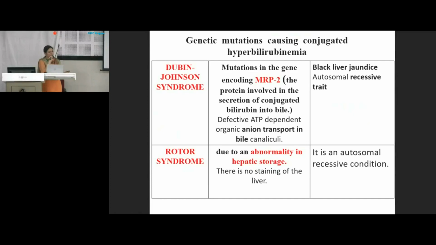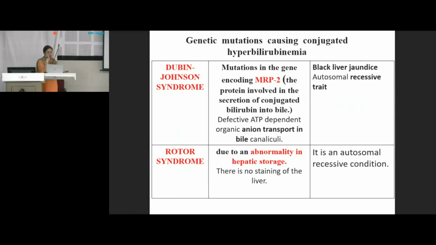Then some genetic mutations which cause conjugated hyperbilirubinemia are, first one in this is Dubin-Johnson syndrome, and this MRP2 gene, that is multi-drug resistant protein 2 gene, which is involved in the secretion of conjugated bilirubin into the intestine, which was a rate limiting step. If it is defective, then the patient suffers from this Dubin-Johnson syndrome, which is also called as black liver disease and which is autosomal recessive trait. So Dubin-Johnson syndrome is also called as black liver jaundice.